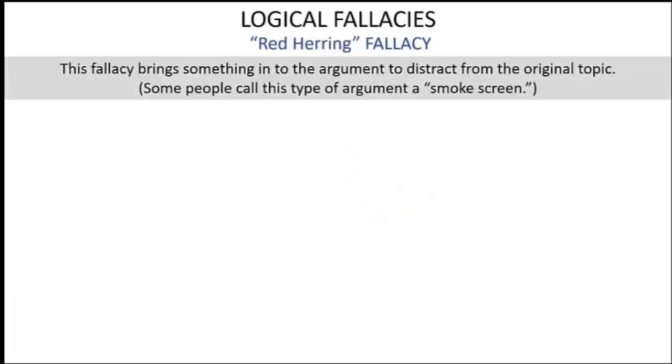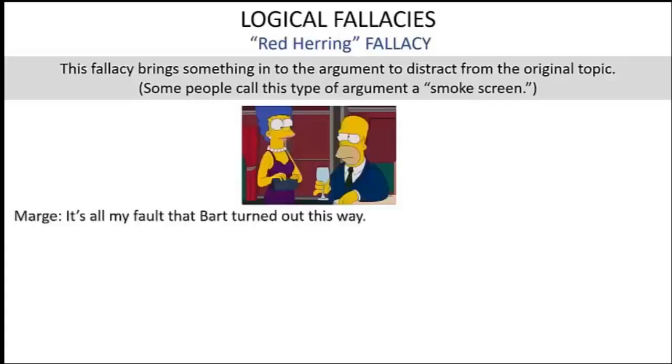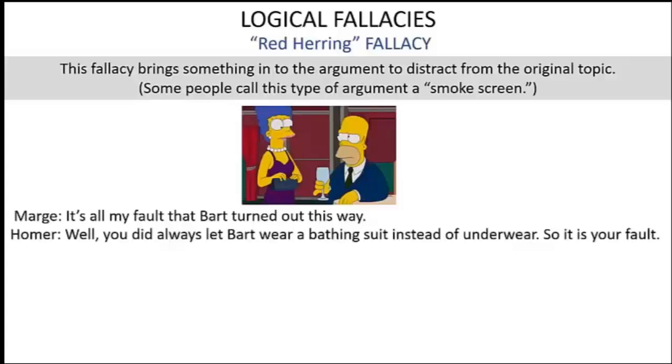The red herring fallacy. This fallacy brings something into the argument to distract from the original topic. Some people call this type of argument a smokescreen. Marge says, "It's all my fault that Bart turned out this way." Homer says, "Well, you always did let Bart wear a bathing suit instead of underwear, so it is your fault."